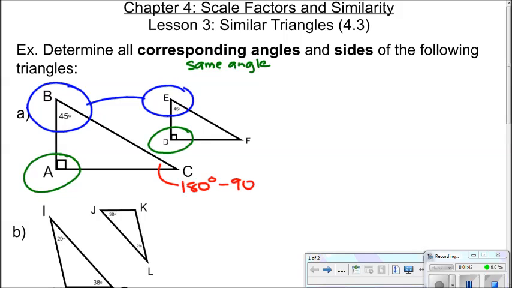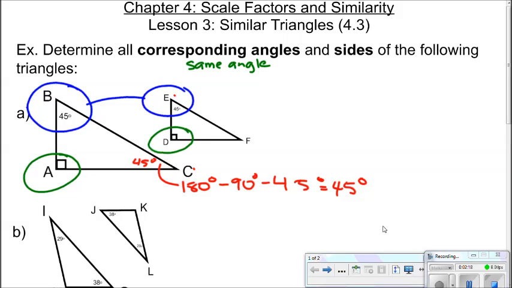The way we figure out what those angles are is we go 180 degrees, which is the sum of all angles in a triangle. We take away the 90-degree angle, we take away the 45-degree angle, and what we have left is 45 degrees. If we did that on the smaller triangle, DEF, we would find that angle F is also 45 degrees, because there's no other way to make 180 when you have 90 and 45. The other angle has to be 45. And because both of those angles are 45 degrees, C and F are also corresponding angles. So we could say that these two triangles are similar triangles.